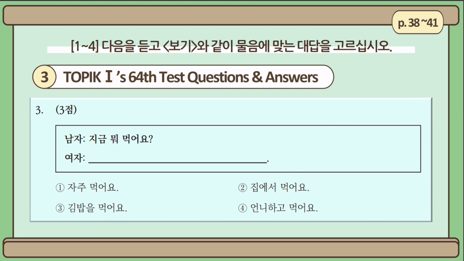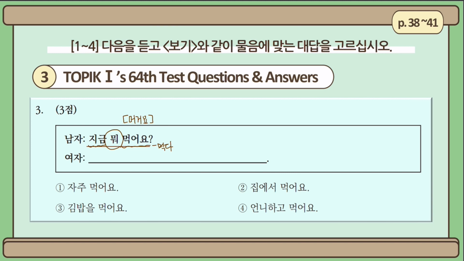Question number 3. 지금 뭐 먹어요? Which interrogative word is used here? Yes. 뭐? What? 지금? Now. 먹어요? 먹다, to eat. What are you eating right now? Then the answer should be about what the listener is eating, right?